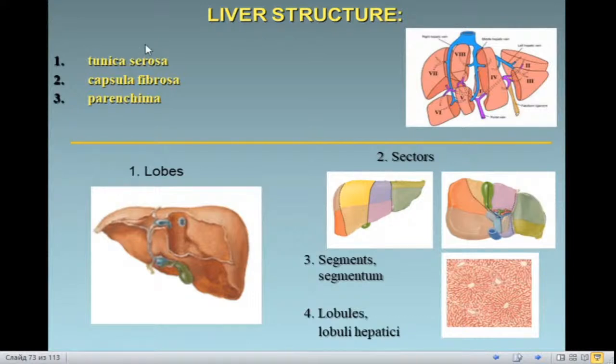They are numbered. They have names in Latin. You should know them for practical classes and for exams.